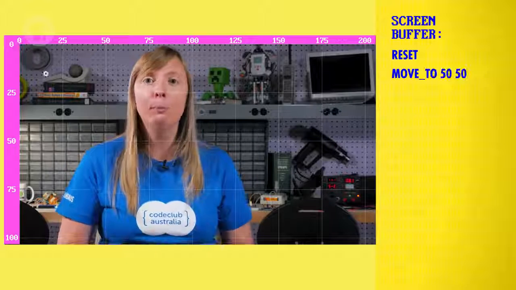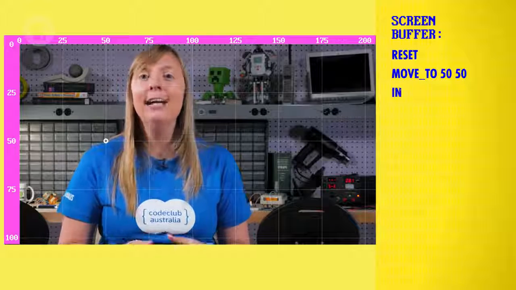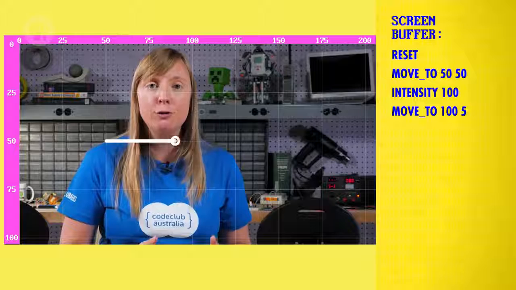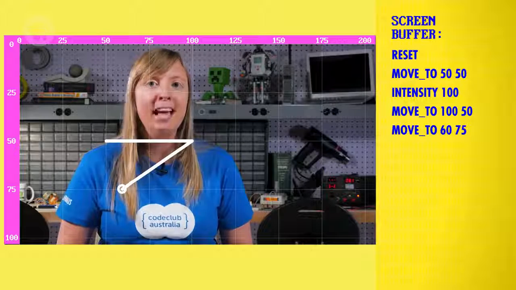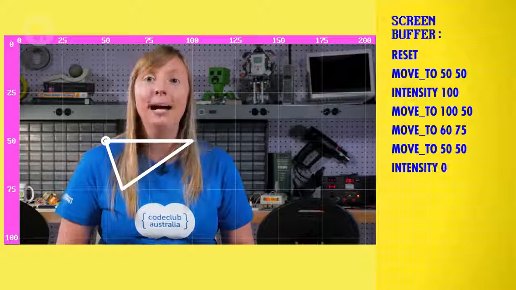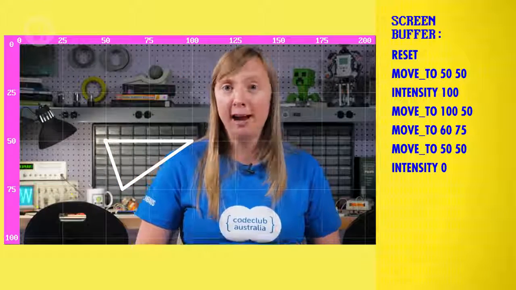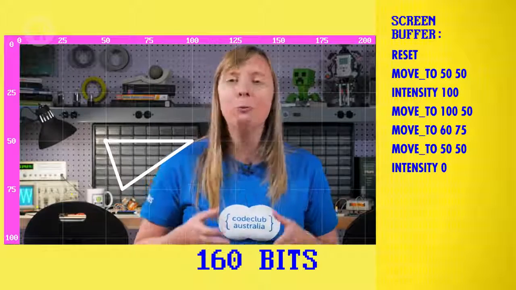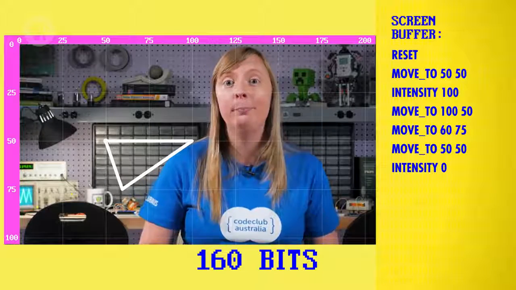Then we move the drawing point down to 50-50, and set the line intensity to 100%. With the intensity up, now we can move to 150, then 60-75, and then back to 50-50. The last thing to do is to set our line intensity back to 0%. Cool, we've got a triangle. This sequence of commands would consume about 160 bits, which is way more efficient than keeping a huge matrix of pixel values.